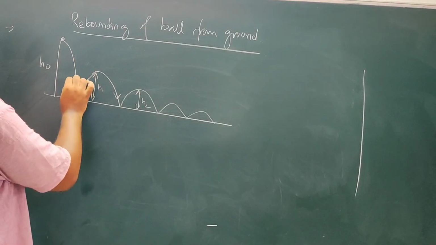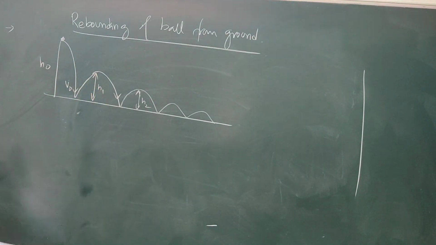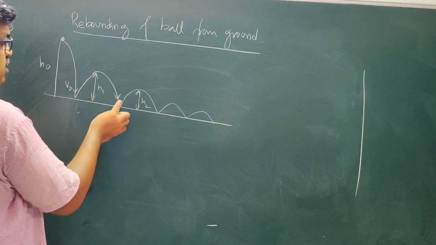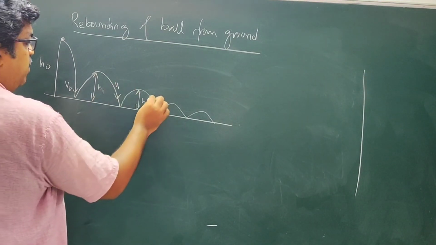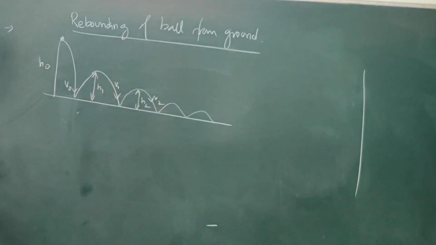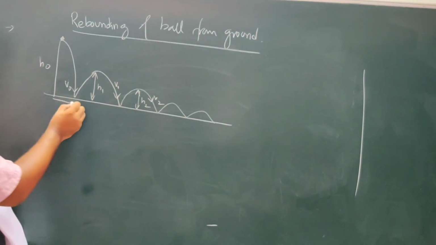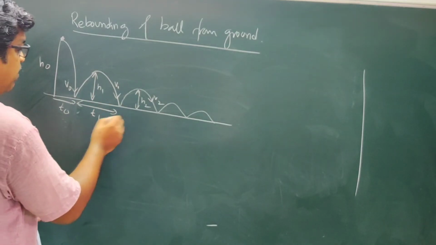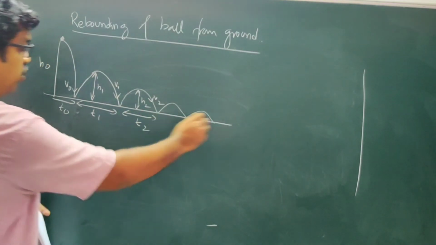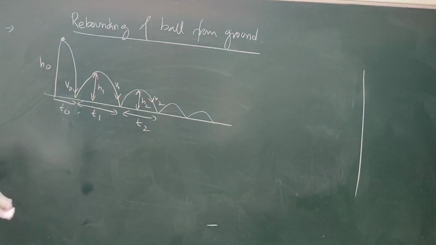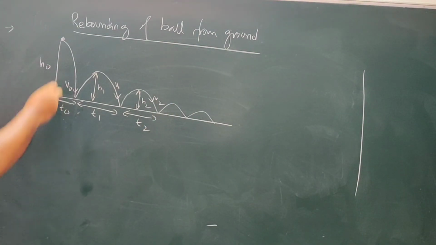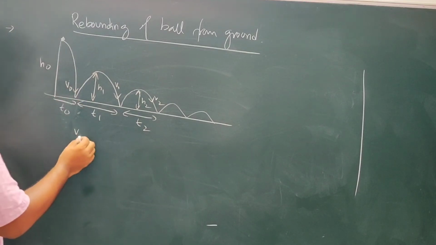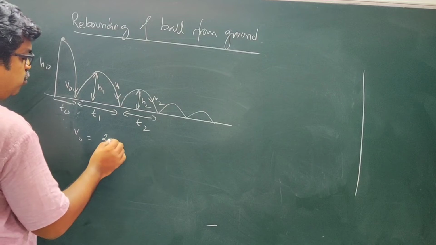It strikes the ground with velocity v0. After the first bounce, it strikes the ground with velocity v1. This is v2, and so on. Suppose this is time t0, then this is time t1, this is time t2, and so on. First, when it is dropped from height h0, this velocity v0 will be equal to square root of 2g h0.